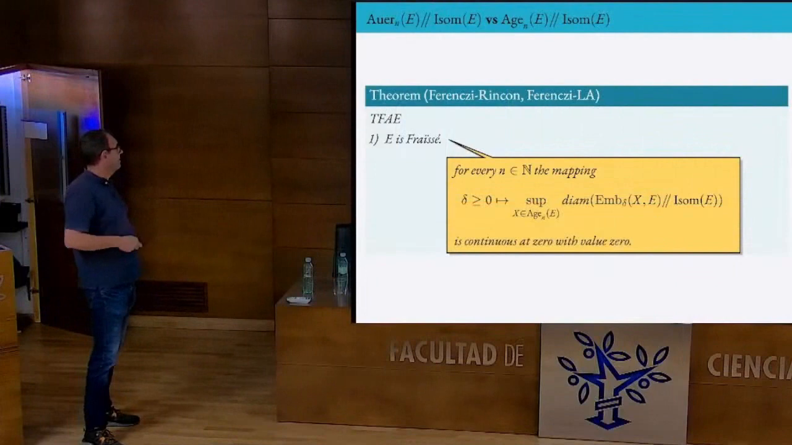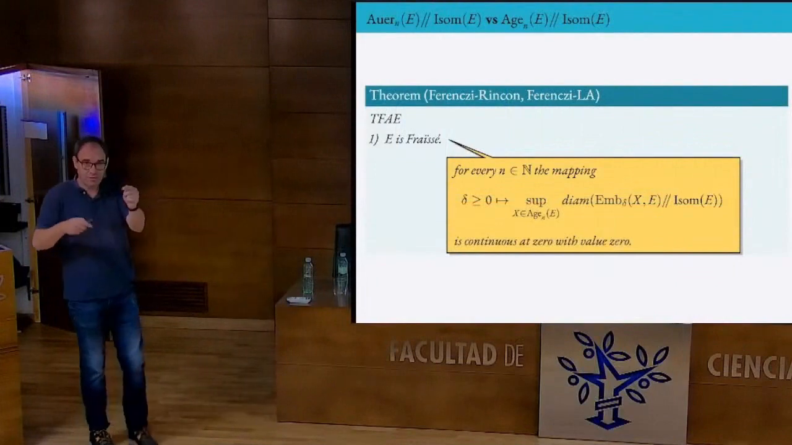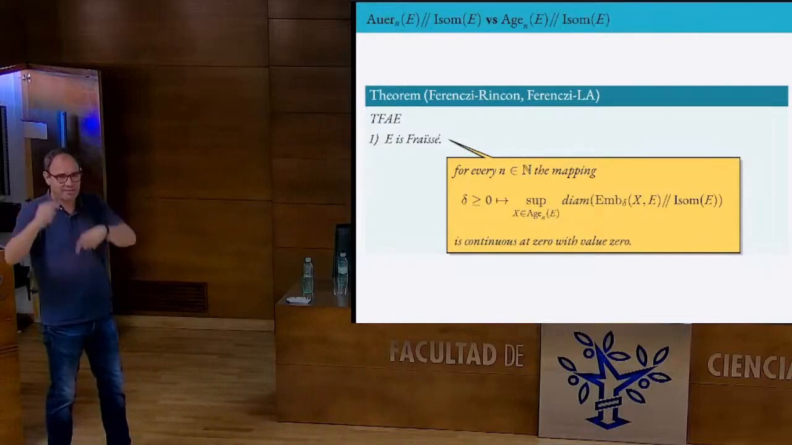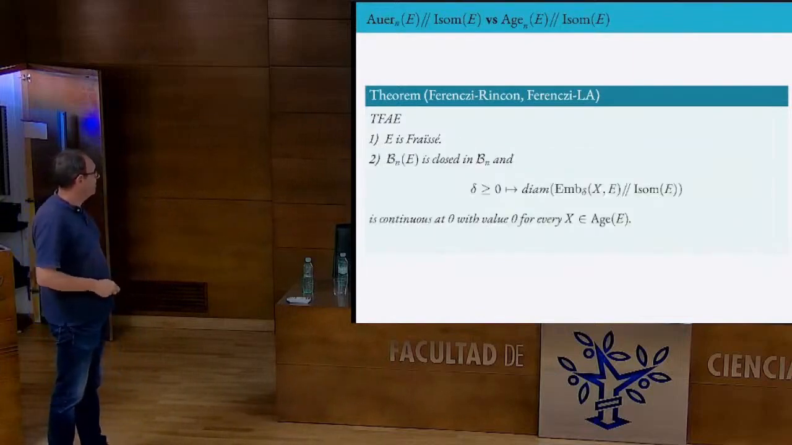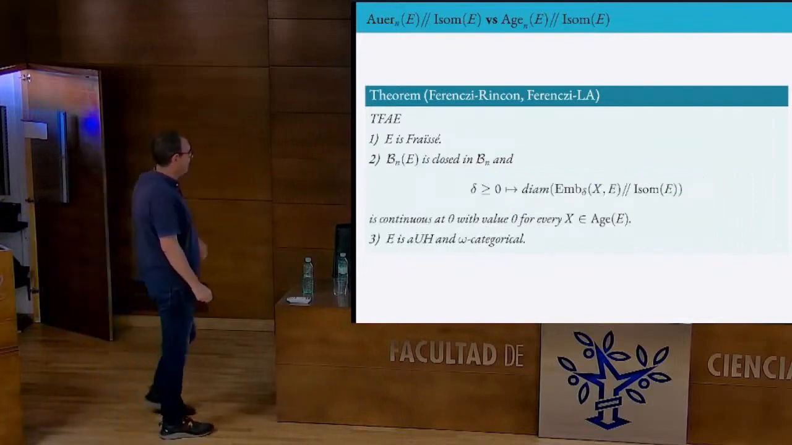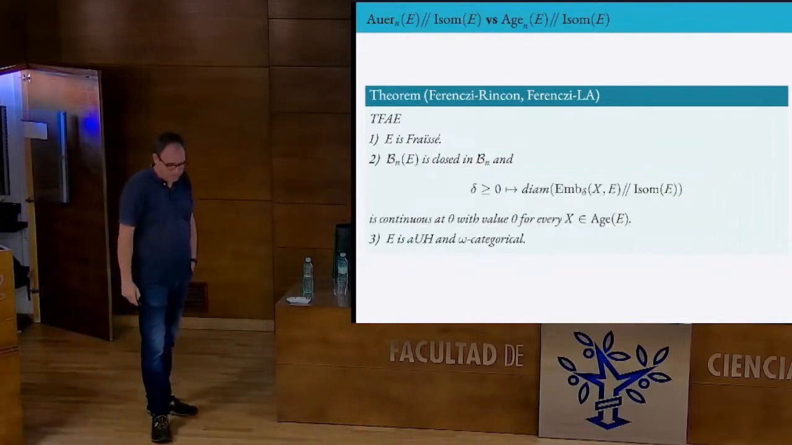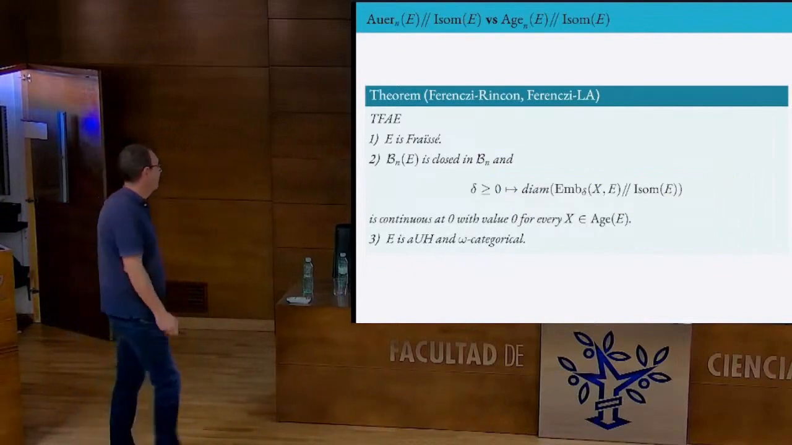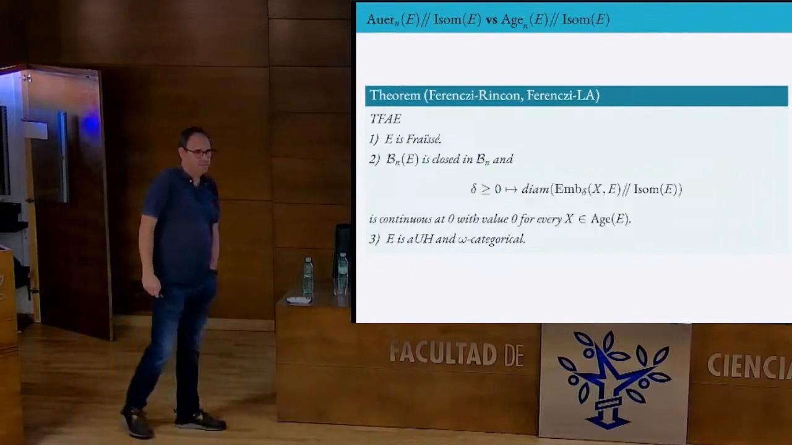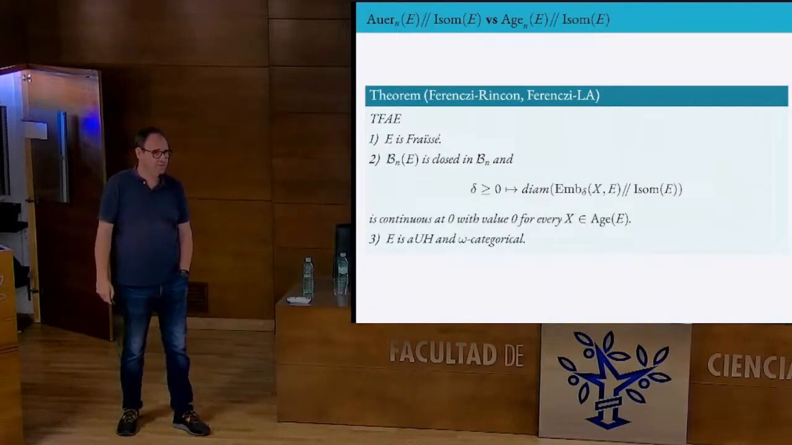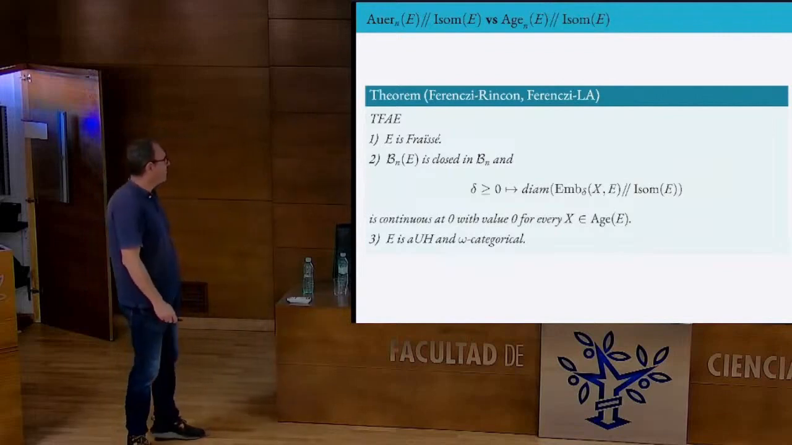Now this is a slide where you will see the connections between this approximate ultrahomogeneity and Fraïssé, and these other things. It is the same: being Fraïssé, being approximately ultrahomogeneous, and being omega categorical. This is a result by Valentin and a former student, a postdoc now, Rincon.